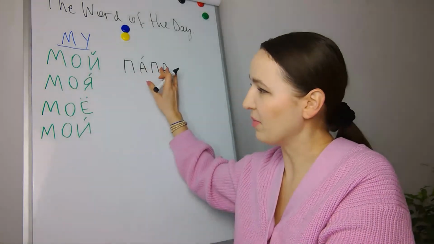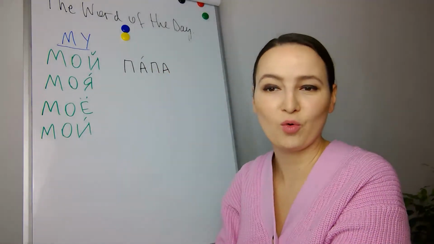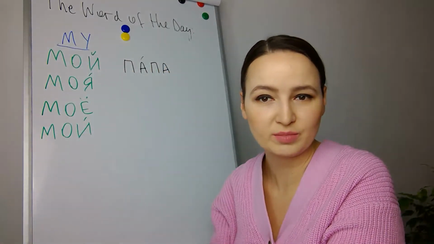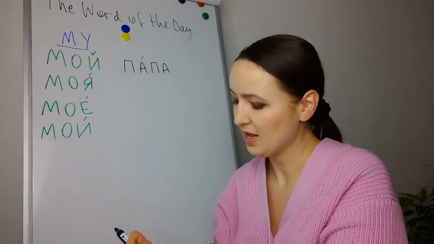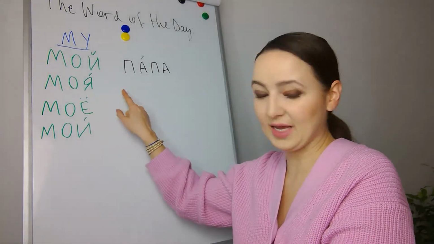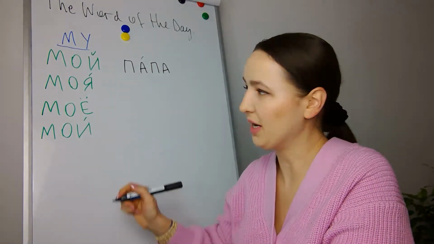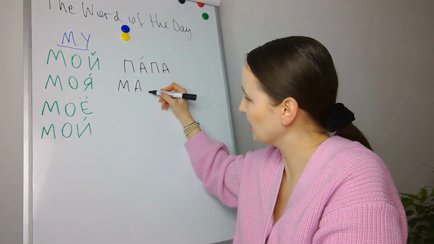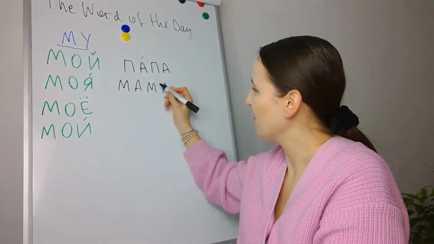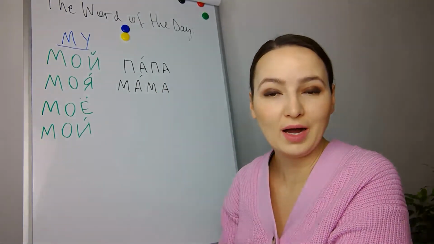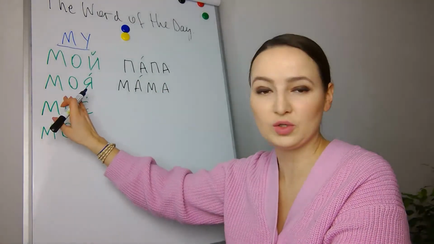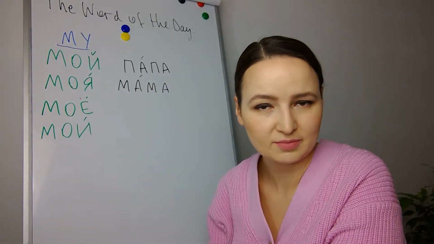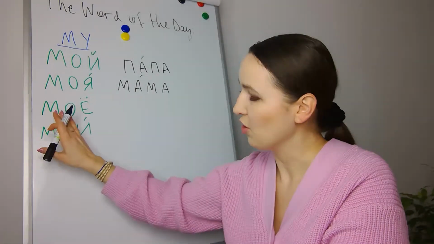Мой папа, my father. Yes, мой дом, my house, because дом is masculine. Дальше. Моя мама. Let's start with these easy examples. Mama is feminine. This is why we use моя. Моя мама, my mother.